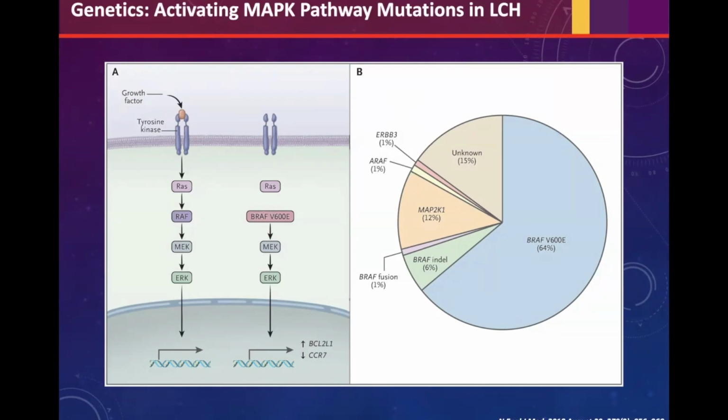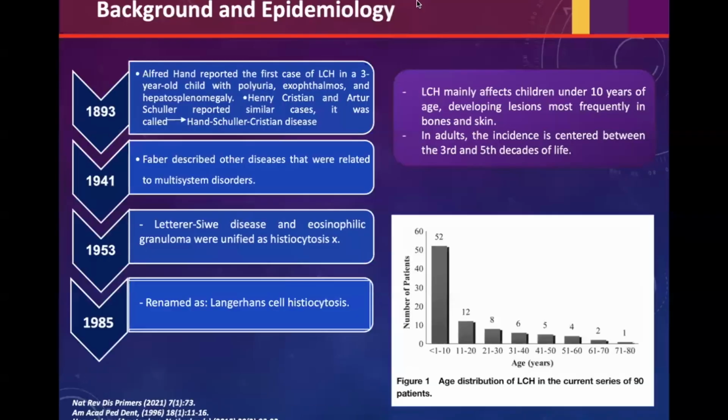This leads to activating mutations such as BRAF V600E. BRAF V600E is a mutation found in 64% of Langerhans cell histiocytosis cases. If you remember, we also have a similar mutation in melanoma. What about a little background and epidemiology?